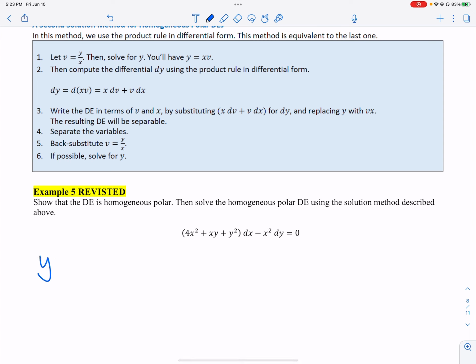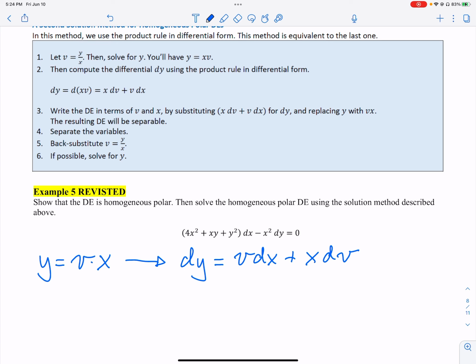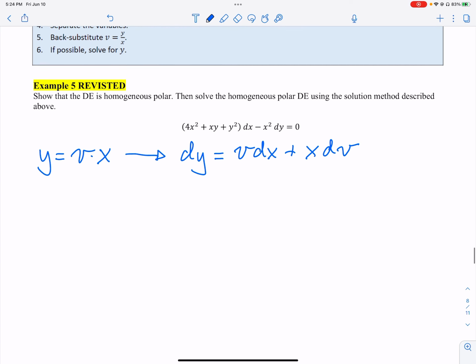But instead, what we're going to do is start with this same substitution, but we're going to think about our derivative as differentials instead of derivatives. So this is dy equals, I take the derivative of x, I get dx. I take the derivative of v, I get dv. So we get that substitution. How this works is this keeps me from having to go to the other form.